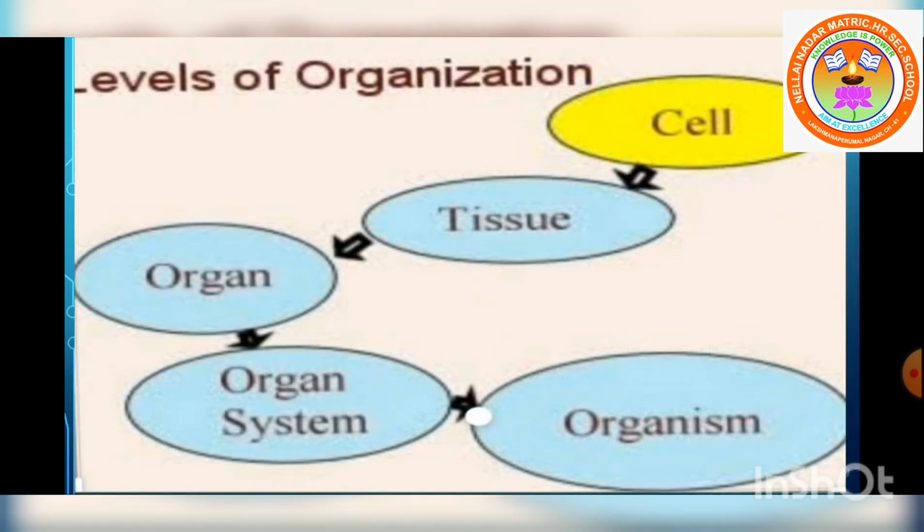So these are all the levels of organization of a plant. So cell is a basic unit of all the living organism. Cells group to form tissue, tissue groups to form organ, organ groups to form organ system, and organ system groups to form an organism.